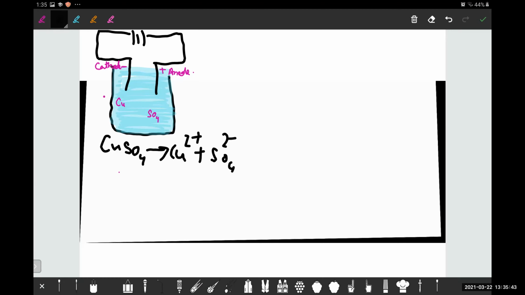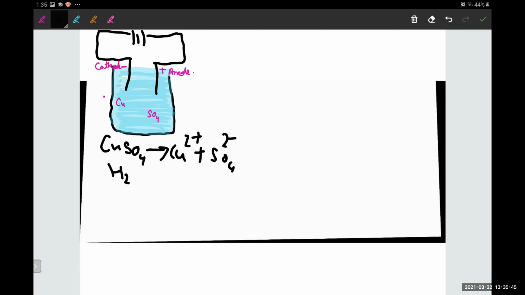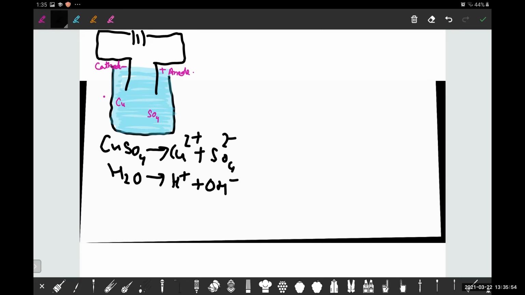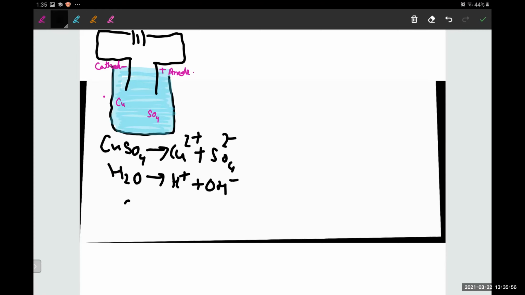Now, what else will happen? H2O will also dissociate into what? H plus and OH minus, right? And this H plus, and what will happen? This OH minus will do what? This OH will combine with another one of its type, like this, it will combine with this. Okay, and it will give us what? It will give us water back.